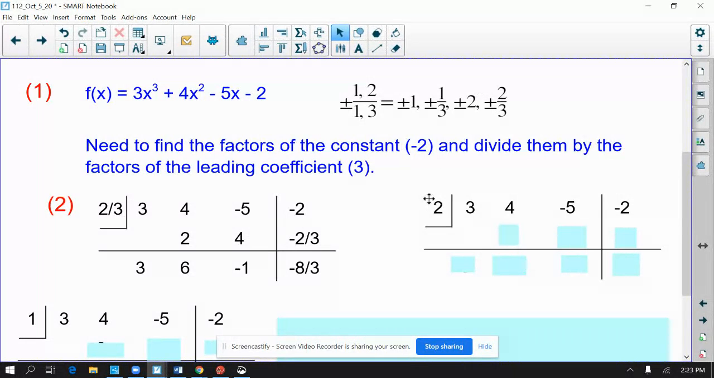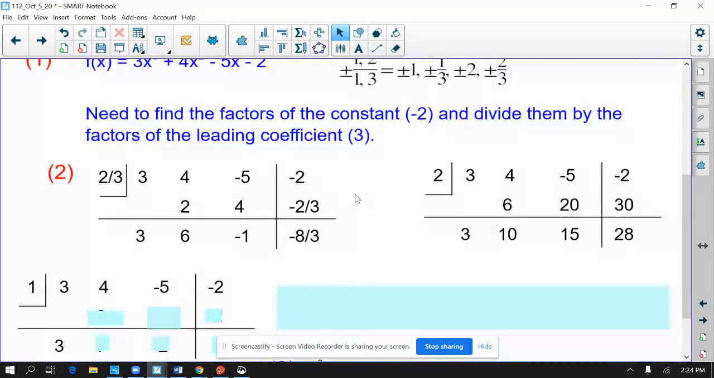So let's try 2. I drop down the 3. 2 times 3 is 6. I add them up, I get 10. 2 times 10 is 20. -5 plus 20 is 15. 2 times 15 is 30. And this is a big no. That adds up to 28. So 2 is not a 0. If you plug 2 into this function, you would get 28. That's the remainder theorem. So 2/3 doesn't work, 2 doesn't work. I've only got 6 more choices here.